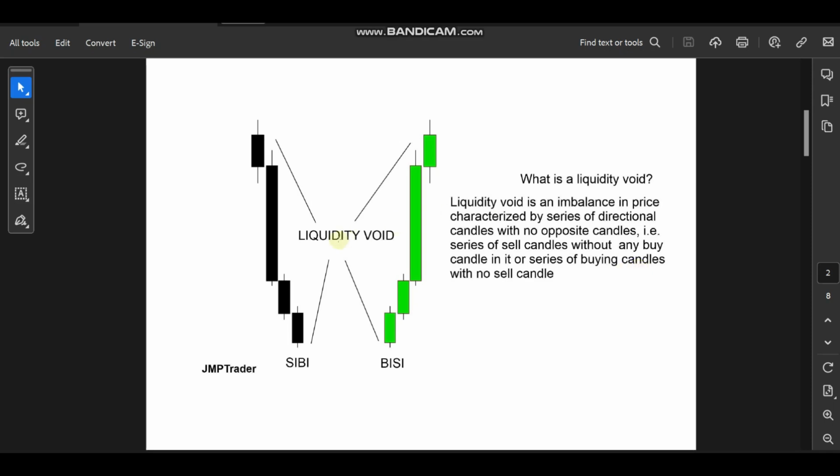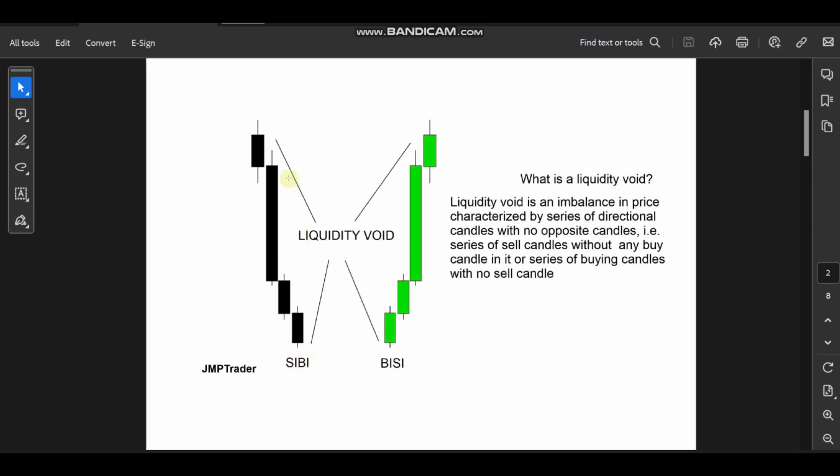So if you look at this diagram here, you can see a series of sell candles and there is no buy candle in this particular series. So this is called an imbalance in price. ICT called it SIBI. That is sell side imbalance, buy side inefficiency. That is what is called SIBI. So that means there is a selling imbalance and that is a buy side inefficiency.